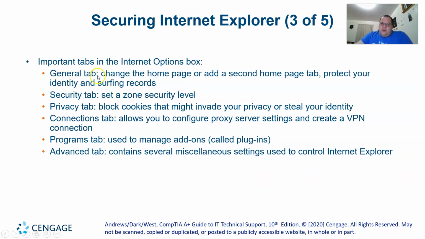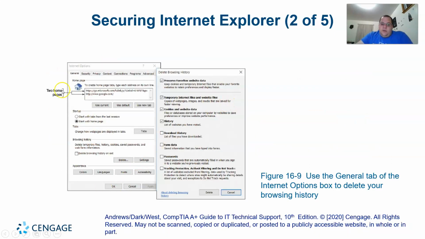The General tab is to change your home page, add a second home page, or protect what you need to serve. This is your main one. This is what they're going to open to: start up with this home page. You can also delete browser history, and a lot of people do that because if you save too many cookies, it will slow down over time. Also, hackers could get your password out of cookies, so you may want to delete them, because hackers could get your information from a cookie.